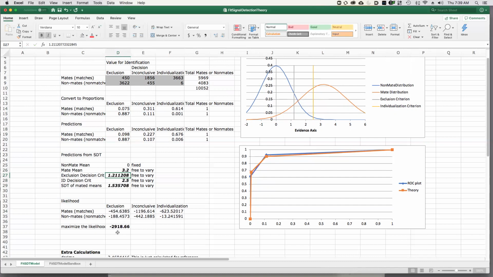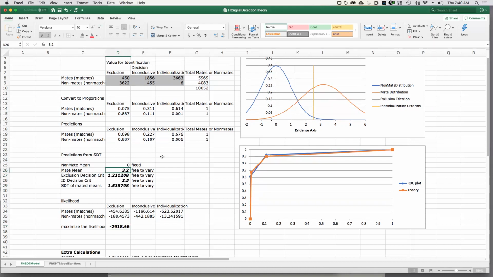So it was minus 2920, whatever it was, and now it's 2918. Likewise, over here, blue is our ROC curve, and I'll explain what that is in a minute, from our data. And the orange curve right here is the ROC curve for the theory, and they're getting closer and closer to each other as well. So what we want to do is adjust these values here to make this number as close to 0 as possible.